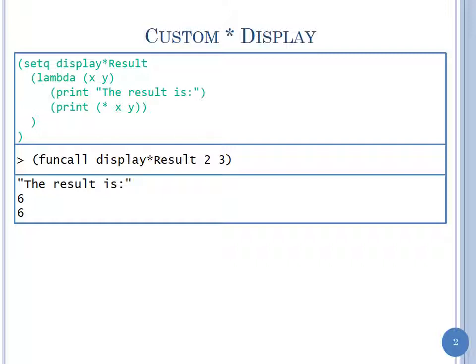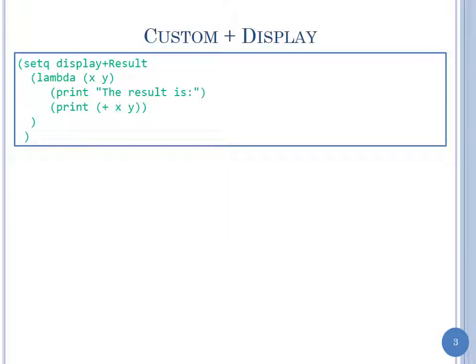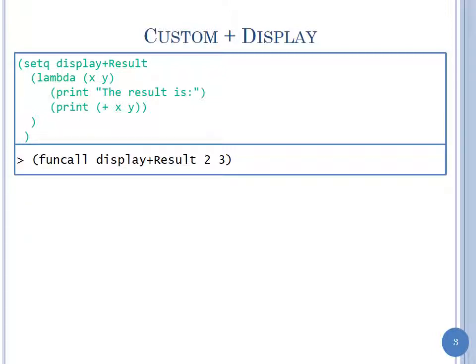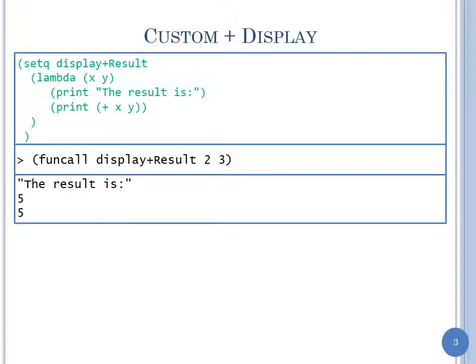Okay, and I might later do a custom plus display also, and I can say funcall display-plus-result. I can get the result as 5. Okay, so the result is 5 is what the function printed out, and the interpreter prints out the extra 5 afterwards. Okay, so why did I put these two functions? They're pretty simple functions.